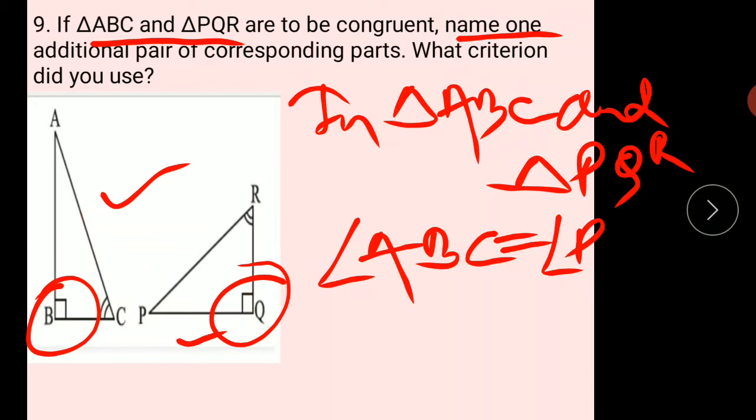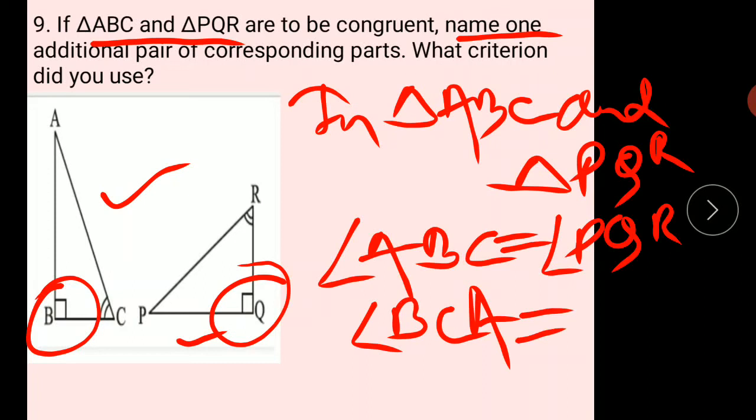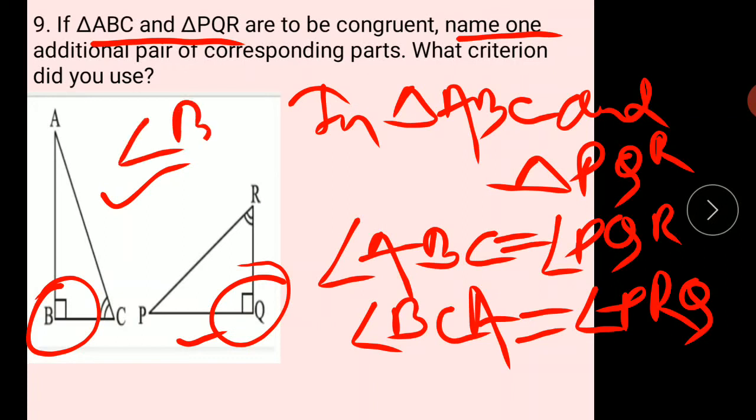Okay, PQR here, and I can write here that angle BCA is equal to angle PRQ, right? So angle R, if you want to write only angle B is equal to angle C, that is also okay, or angle Q, that is also okay, because if you are writing that, it will also indicate the desired similar angle, or the congruent angle.